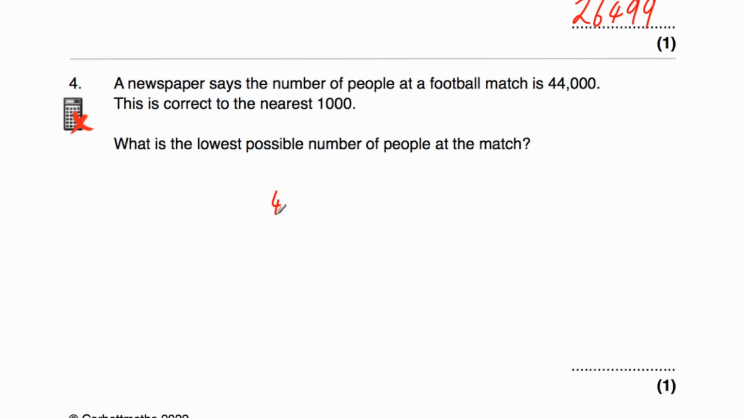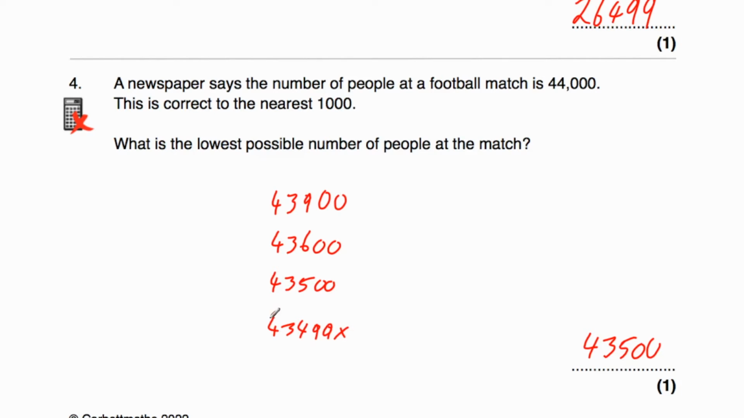So it could have been 43,900, that would round up to give us 44,000. It could have been 43,600, that would round up to give us 44,000 to the nearest thousand. It could even be as low as 43,500, because that number would round up to give us 44,000. So our lowest possible number of people at the match would be 43,500, and that's it. And it couldn't be the number that's just one lower than that. It couldn't be 43,499, because that would round down to give us 43,000. So the answer would be 43,500. Okay, let's have a look at our next question.